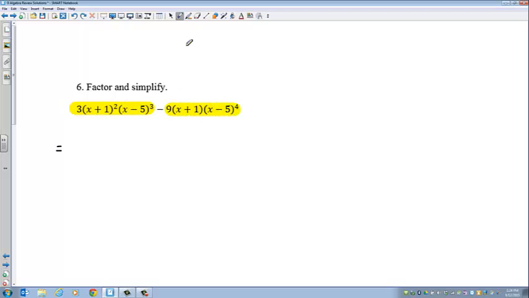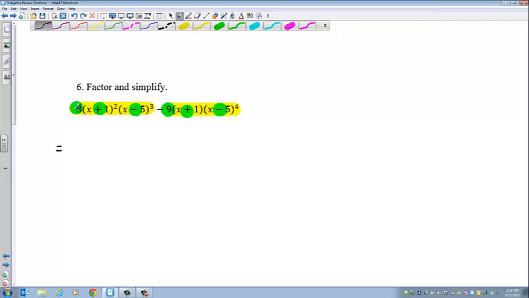But inside each of these things, you have a couple things, right? So you have a 3, you have an x plus 1, x minus 5, you have a 9 here, x plus 1, and x minus 5. And what you want to do is pull out what they have in common. So I look at the numbers first. For the 3 and the 9, I'm going to pull out a 3 because they have a 3 in common. And then I see this thing, x plus 1 squared and x plus 1.